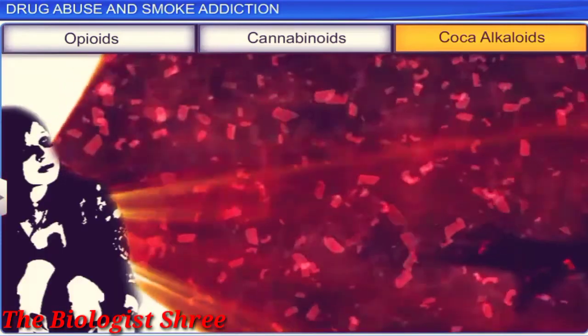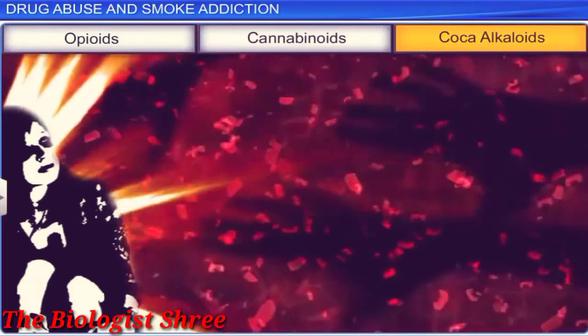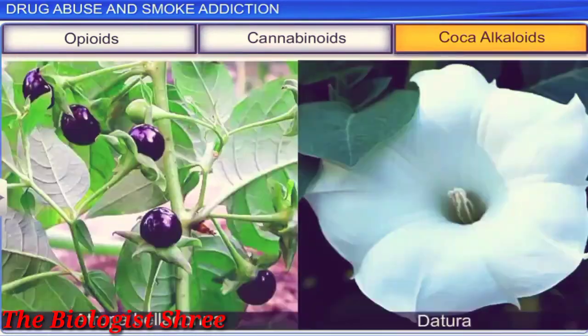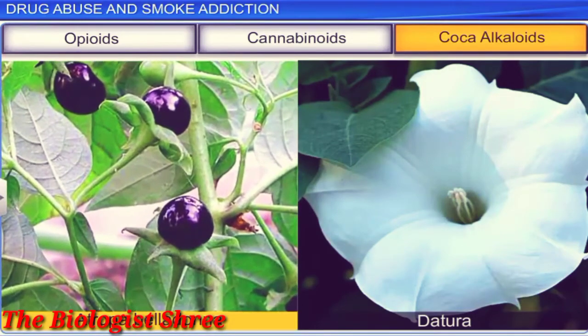Excessive dosage of cocaine, which is usually snorted, also causes hallucinations. Other plants with hallucinogenic properties similar to those produced by cocaine are Atropa belladonna and Datura.